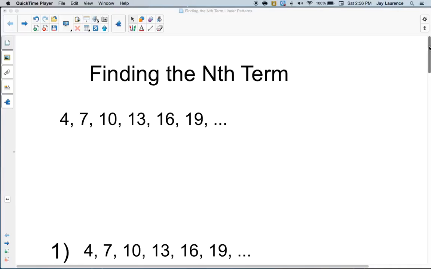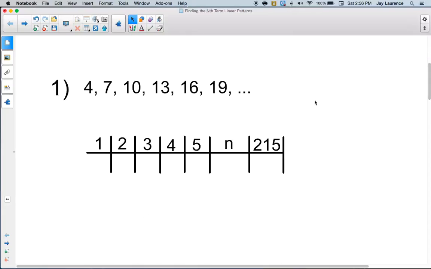So I'm going to show you how to do this. It's really easy. The first thing I'm going to do is make a table like this, with 1, 2, 3, 4, 5. Then I'm going to put an N there. N is where my formula is going to go. It's the unknown number. And after I have my formula, I'm going to show you how easy it is to figure out the 215th term.